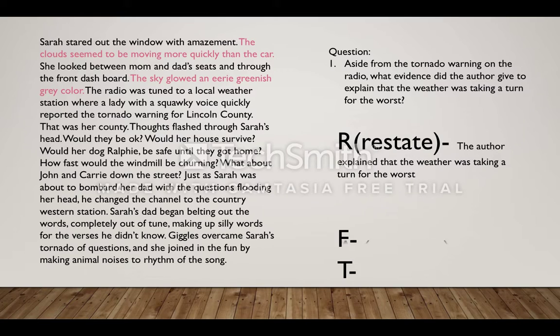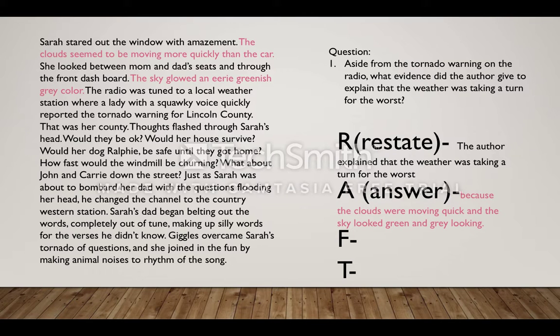Okay, the next component we're going to talk about is the answer. So answering the question that was given. And as you can see with the pink, I went up to the passage and I found the answer. The clouds seemed to be moving more quickly than the car. The sky glowed an eerie greenish-gray color. So when I am typing in my answers, I stated, because the clouds were moving quick and the sky looked green and gray looking. Period. A lot of the times the kids will put a period here thinking that's a sentence, and it's not. It's just a simple restating. The period will go after the answer.